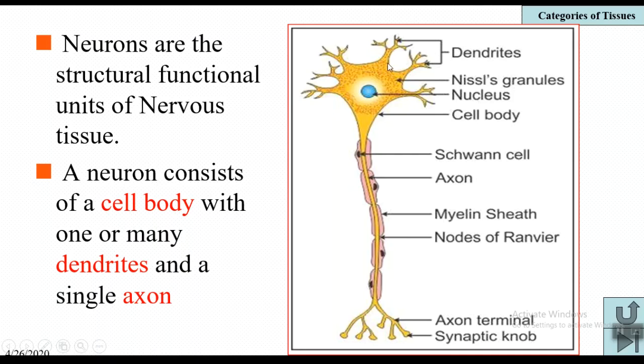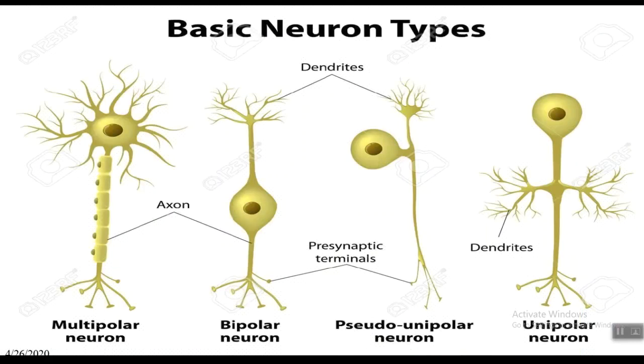This soma exhibits a number of branching structures called dendrites. Neurons are the structural and functional units of the nervous system, and a neuron consists of a cell body, a single axon, and one to many dendrites. Based on the number of dendrites, neurons are classified into unipolar, pseudo unipolar, bipolar, and multipolar neurons.